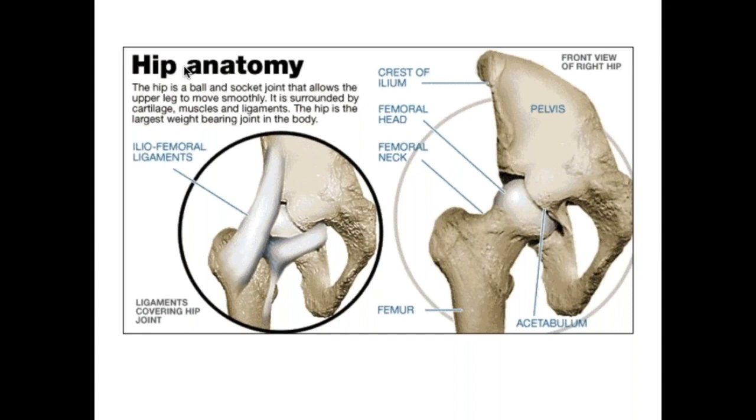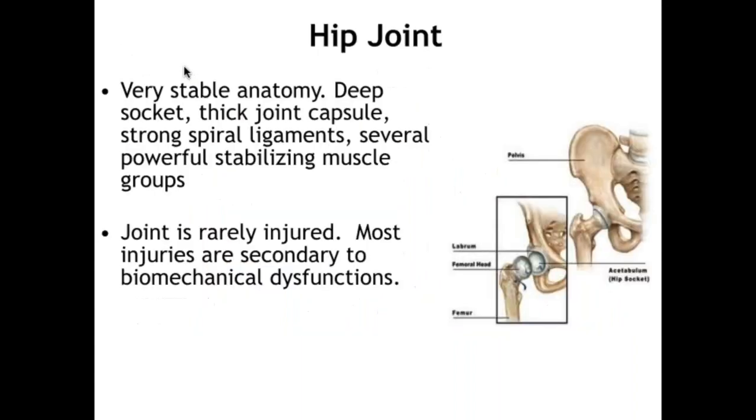And there's your anatomy. There's your femoral head, your neck. There's that nice acetabulum. It is a very deep joint, a deep socket, and a very stable anatomy. You've got a thick joint capsule, strong ligaments, and very powerful muscle groups around there. The joint itself is rarely injured. Most injuries are secondary to biomechanical problems.